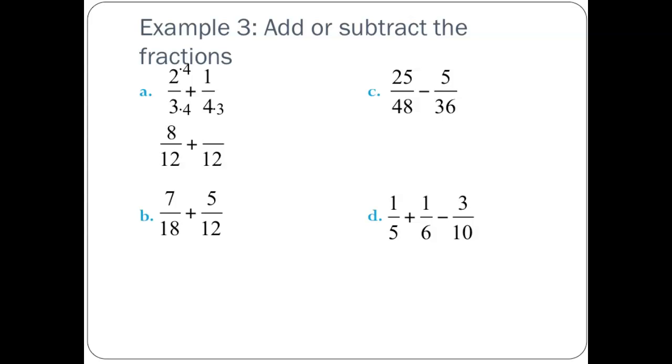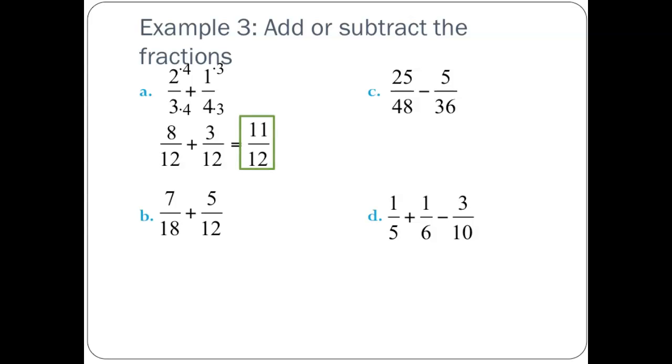All right, so now I'm going to have to multiply the numerator by 3 as well, and that's going to give me 3 in the numerator. So now I have the same denominator, and now I can add these two fractions by adding the numerators and keeping the denominator. So that's going to be 11 over 12.